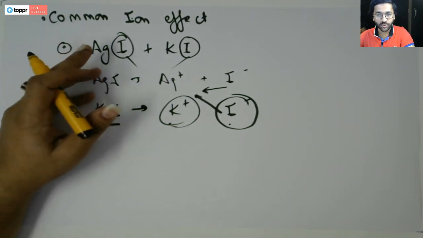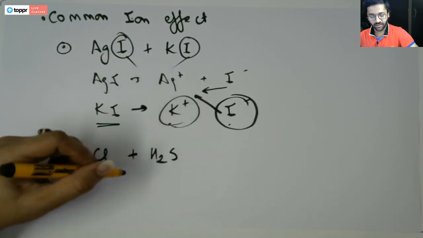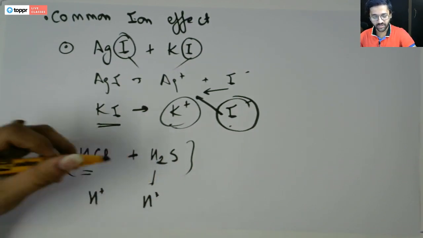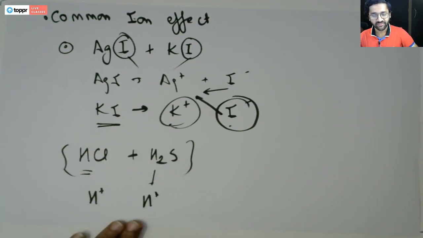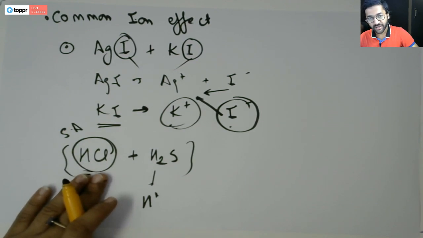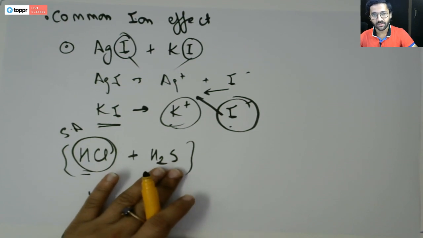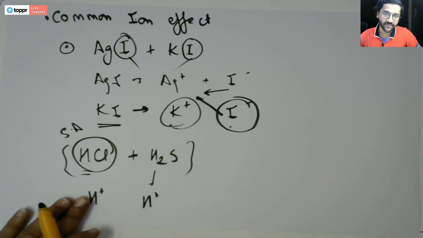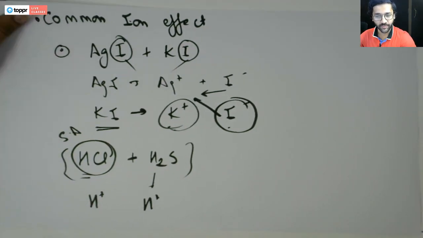Even in the group 2 reagents you see the use of HCl and H2S. Here also we have H plus coming from both the reagents, and it acts as a common ion. HCl is a strong acid, so it will dissociate completely in the solution, whereas H2S is not as strong, and hence it will be affected by this common ion H plus coming from HCl. Alright, so this was all with our theory from equilibrium.